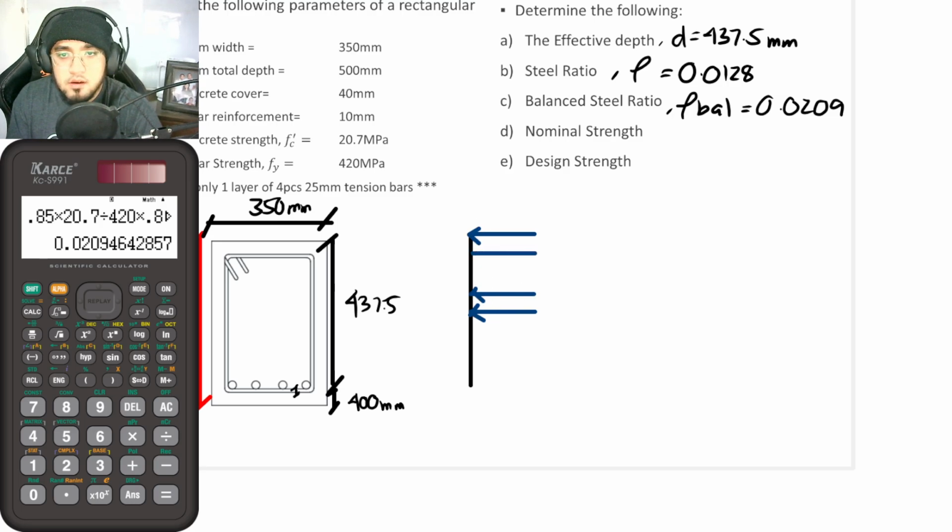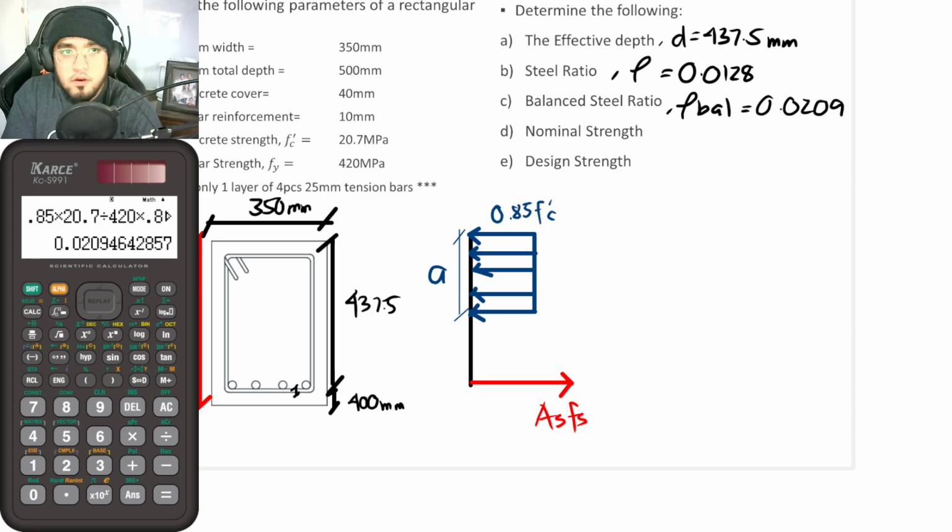Apologies, as this might take a while. Anyway, this here is 0.85 F prime C, and this here has a value of A. In the tension side, we have steel rebars. For our steel rebars, this is equal to AS times FS. For the resultant of our compression block, this is equal to 0.85 times F prime C times A times B sub W.